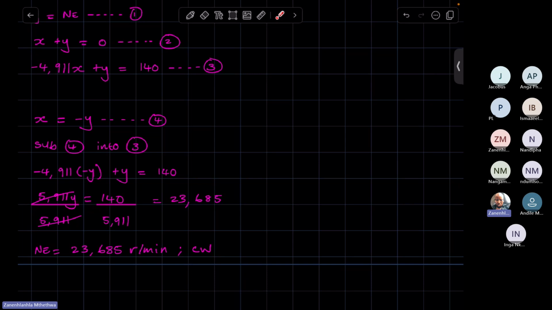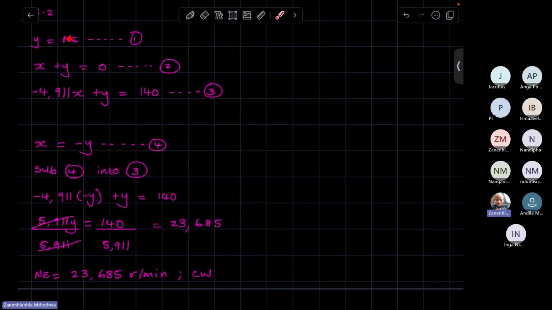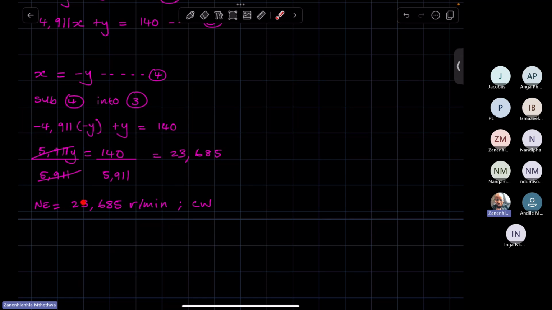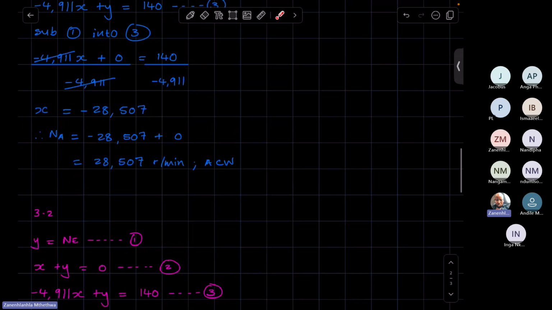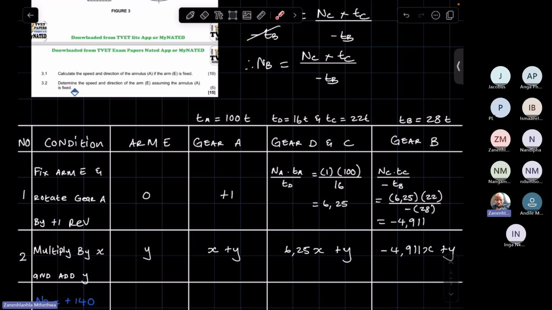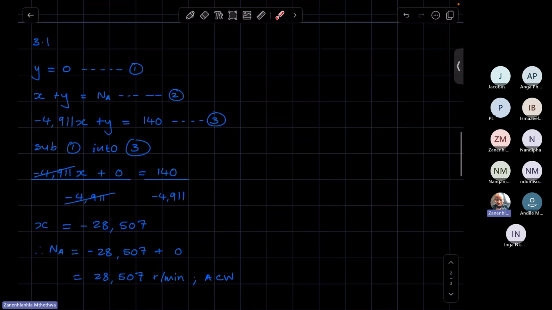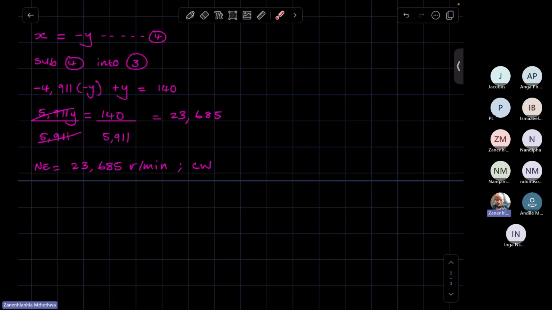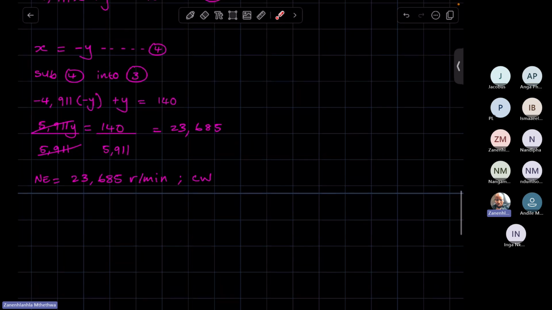Once we have the value of Y, we go back to this equation. NE is equal to Y, hence NE is equal to 23,685. Now this is positive, so this is 23,685 revs per minute. Because it's positive, it means it's going clockwise. So you don't just leave your answers as positive, you have to indicate the direction of rotation, just like the question stipulated. The question was determine the speed and the direction. So direction would be clockwise or anti-clockwise, not just positive and negative. Are we clear here? Yes.